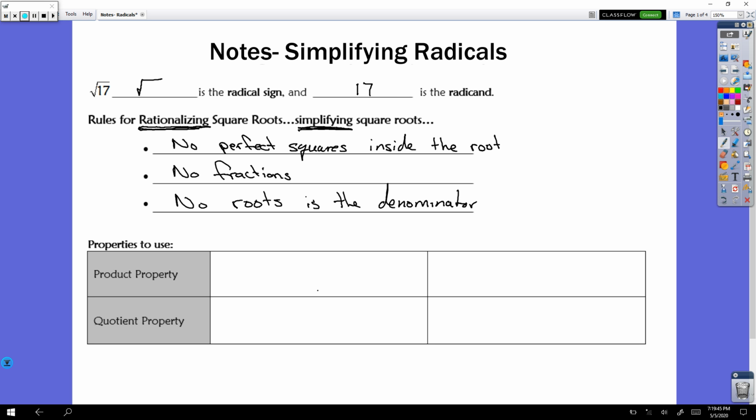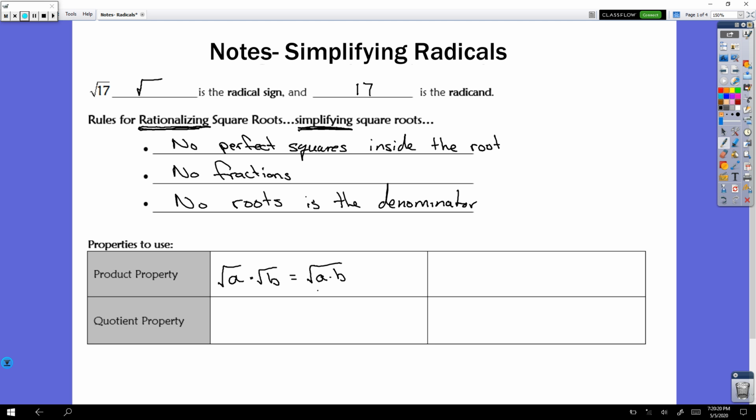Okay. So when we go to simplify a radical or simplify a square root, we need to make sure that our final answer has no perfect squares inside, no fractions inside, and no roots left in the denominator. So we have a couple properties to help us make these things a little bit more simple. We have the product property, product meaning multiplication. If we had the square root of a times the square root of b, I multiply the insides. So I would have a times b inside.